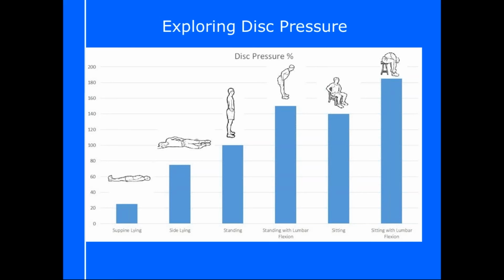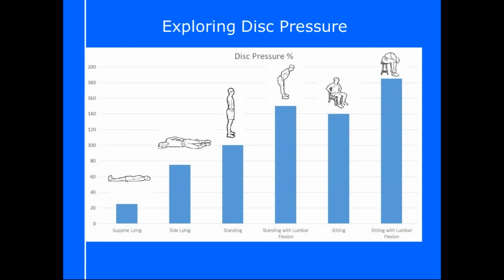Then you've got side lying. So somebody with a back problem or particular disc problem is encouraged to lie on their back for recovery more than they are on their side, because you can see that there is a little bit more increased pressure there. Then it goes on to standing. So now when we're standing right now, you've got 100% more disc pressure going on.